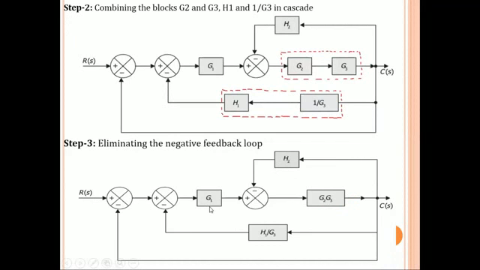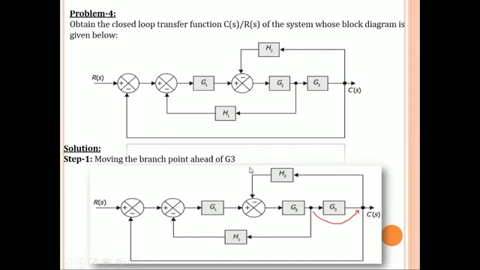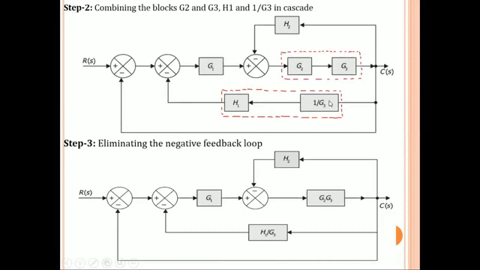We can see the blocks, right? Here these two blocks are in series after moving the branch point. So these two can be multiplied again after moving the branch point towards here. So this signal also will be multiplied with this value. That's why it is denoted here as 1 by G3. So these two blocks are in cascade, and we can make these two blocks into an individual single block.